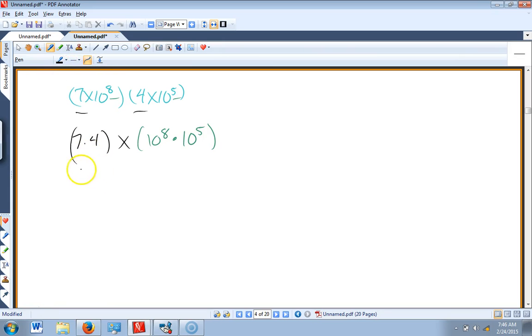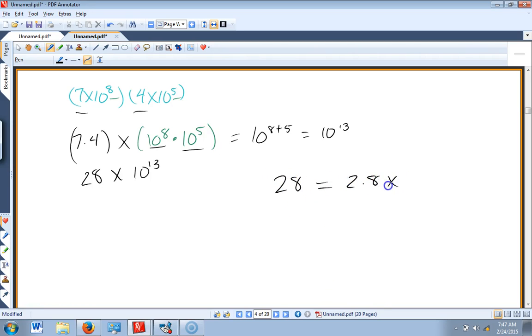So we first do 7 times 4, which gives us 28. So we know we're going to have to deal with that in just a second, okay? And now if we're multiplying like bases, we're going to be adding the exponents. So this is going to be 10 to the 8 plus 5, which is going to give us 10 to the 13th, okay? So it would be 28 times 10 to the 13th. This isn't quite in scientific notation, so I'm going to show you another way. We can think of 28 as 2.8 times 10 to the first, right? 2.8 times 10.